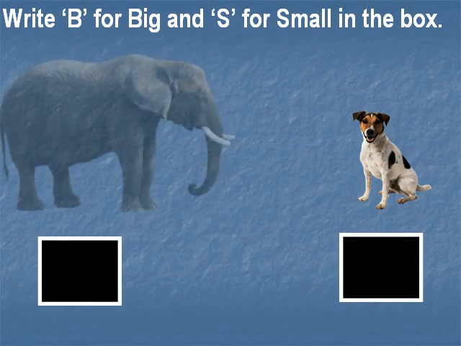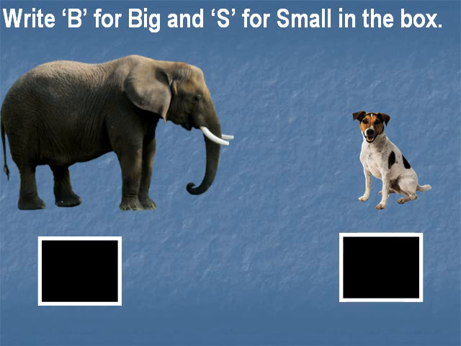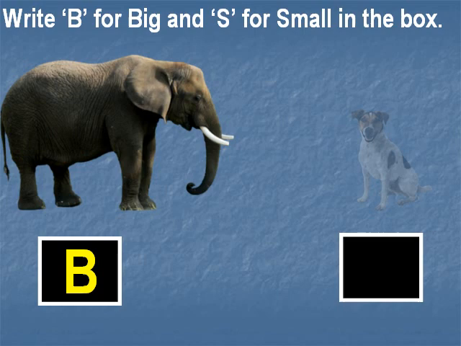Elephant. An elephant is a big animal, so write B for big. B. Dog. A dog is a small animal, so write S for small. S.